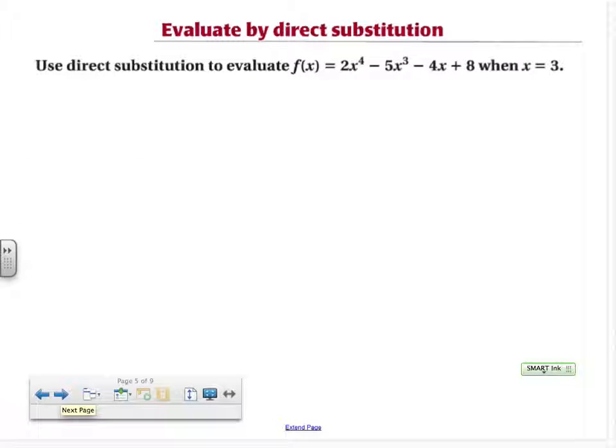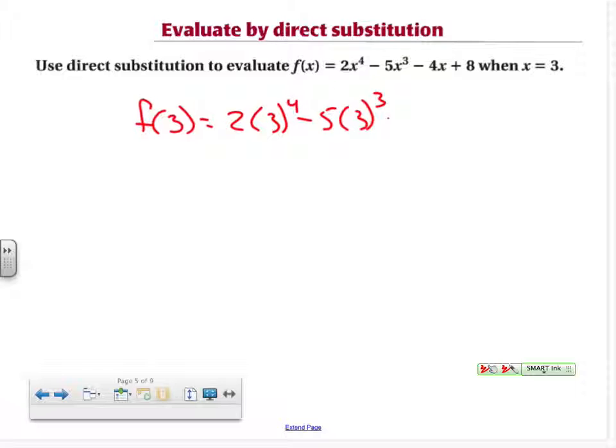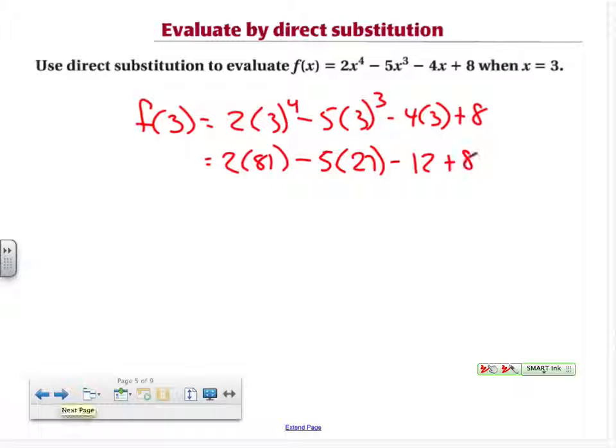Evaluate f of x equals 2x to the fourth minus 5x to the third minus 4x plus 8 when x equals 3. Using direct substitution, we're just going to plug and chug. F of 3 equals 2 times 3 to the fourth minus 5 times 3 cubed minus 4 times 3 plus 8. 3 times 3 would be 3 squared, which is 9. Square that again to get 3 to the fourth, so that's 81. So we got 2 times 81 minus 5 times 3 cubed is 27, minus 4 times 3 is 12, plus 8.